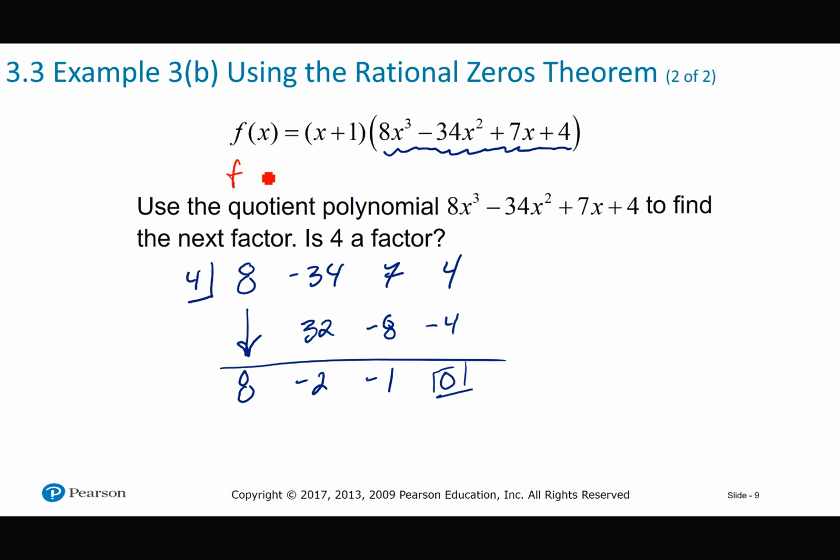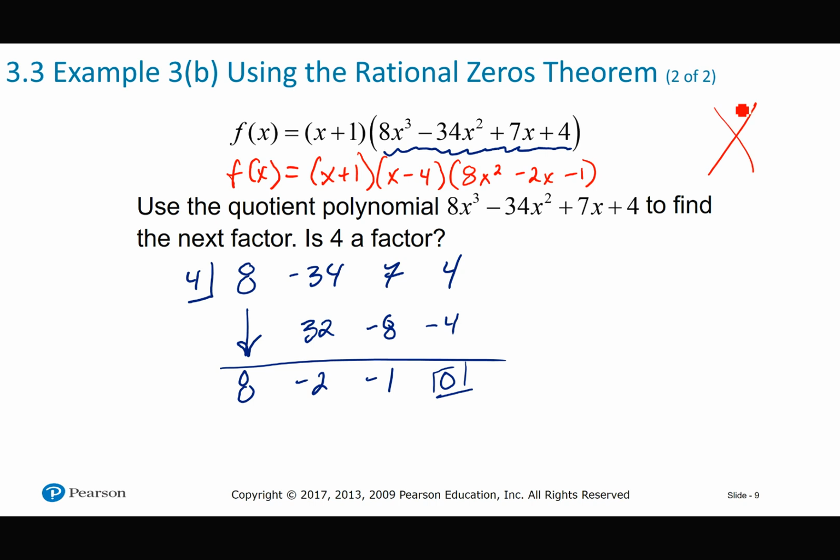So now I can break this apart even more, and I can say, well, x plus 1. And I'm going to say in this one, if 4 is a factor, then it's really x minus 4. And then my new polynomial here, 8x squared minus 2x minus 1. So we're getting closer. Come on, stay with me. Stay with me. I'm going to make you guys stand up. Okay. Not there yet, but we're getting close.